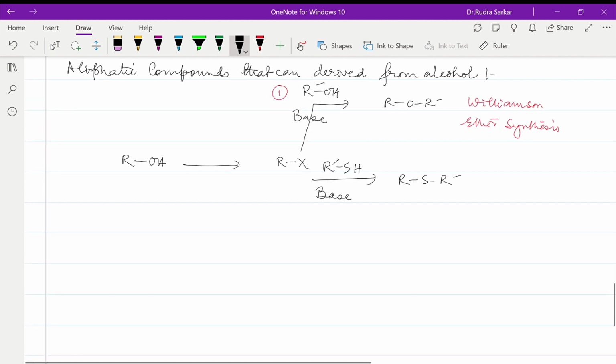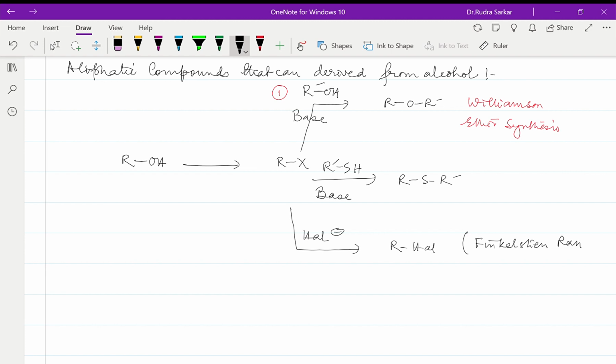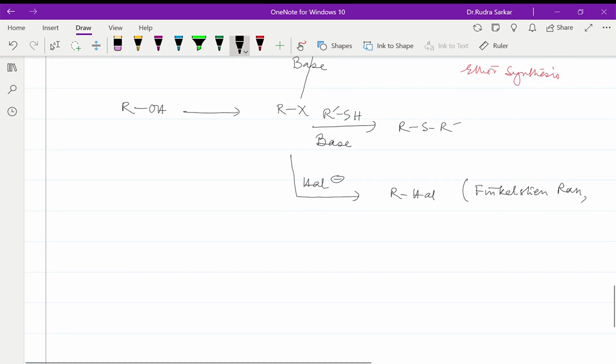All right. Next, if we want to replace this X with any halide and make this as R-Hal, that can also be possible. So if you're replacing Cl, suppose with KI, then we will call this the Finkelstein reaction. Or if you're replacing Cl with F, then obviously we will say it is the Swarts reaction. So these can be some of the methodologies.